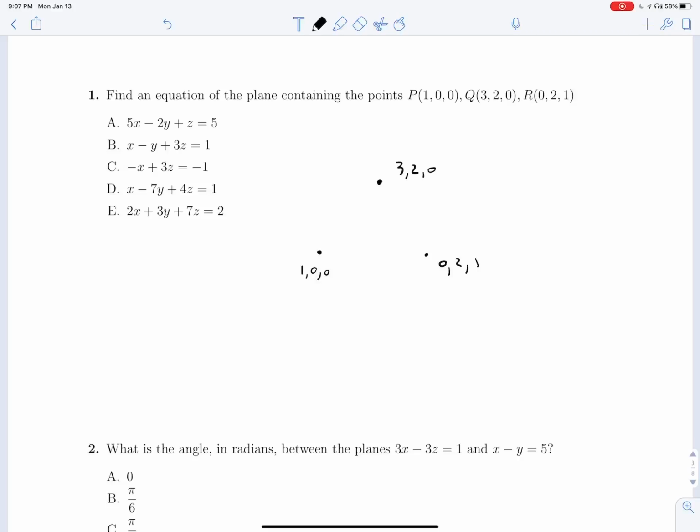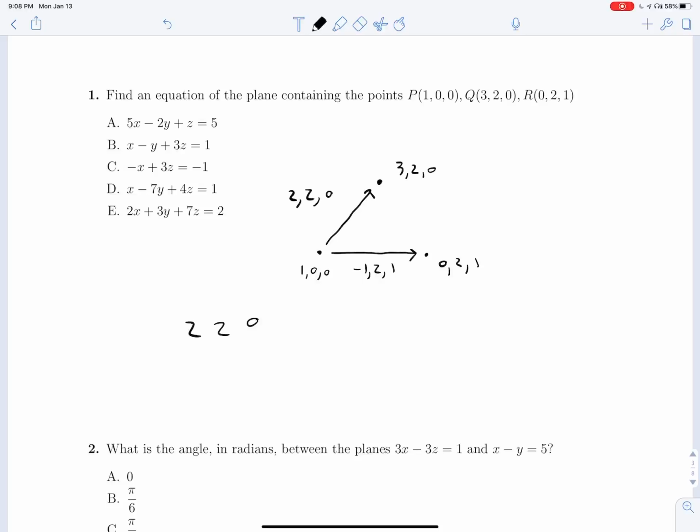Let's see, we know that if we want to find the equation of the plane containing these points, we can take the cross product of the vectors pointing from one of these points to the other 2 points, and we will get, in this case visually, a vector coming directly out of the page, or a vector going directly into the page. It doesn't matter either way. So let's figure out what these vectors are. This first vector is going to be (2, 2, 0), and this second vector down here will be (-1, 2, 1).